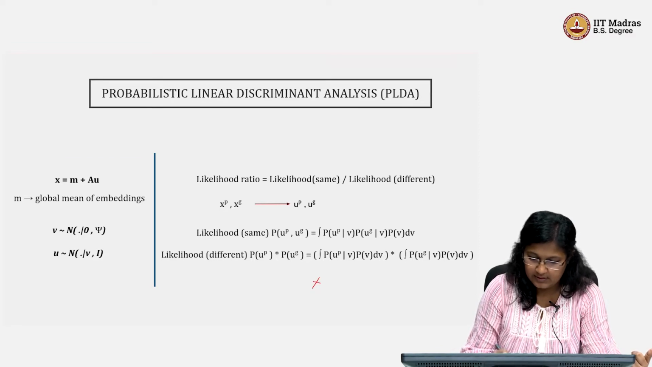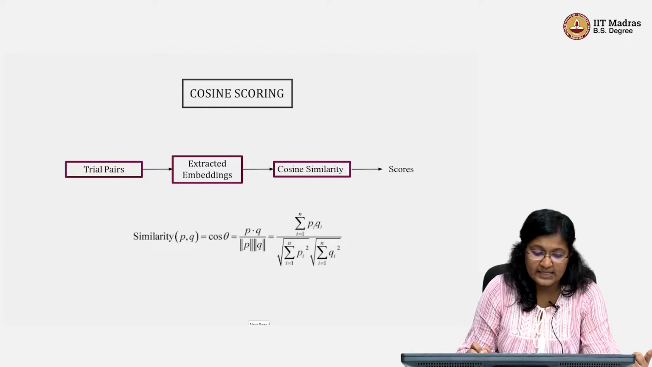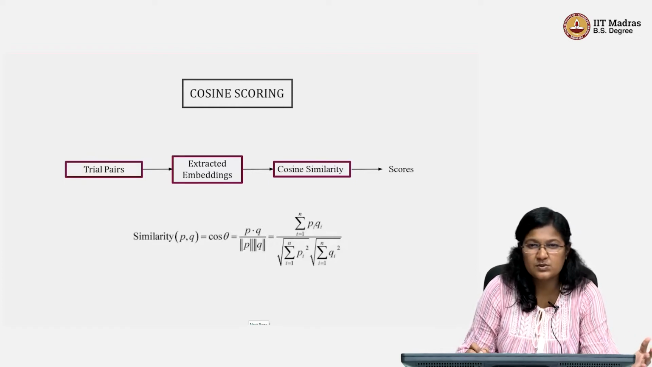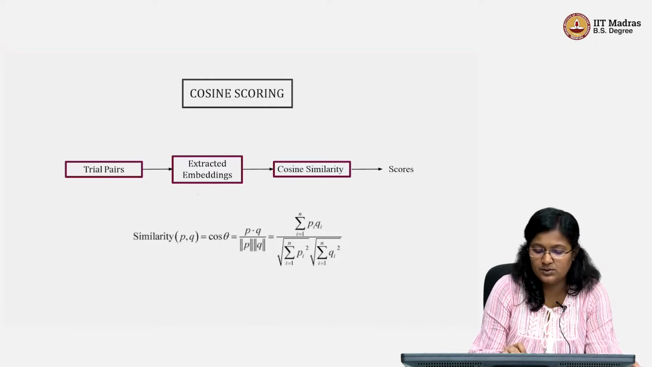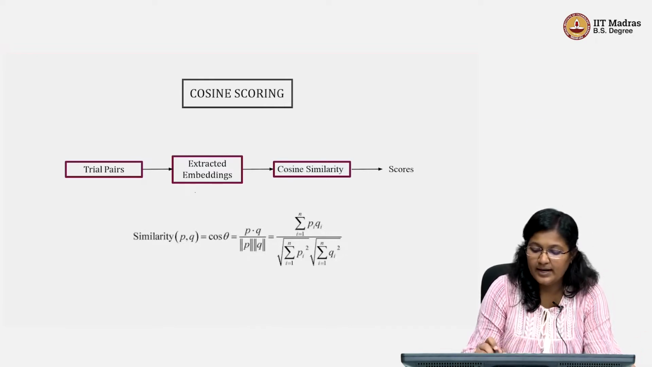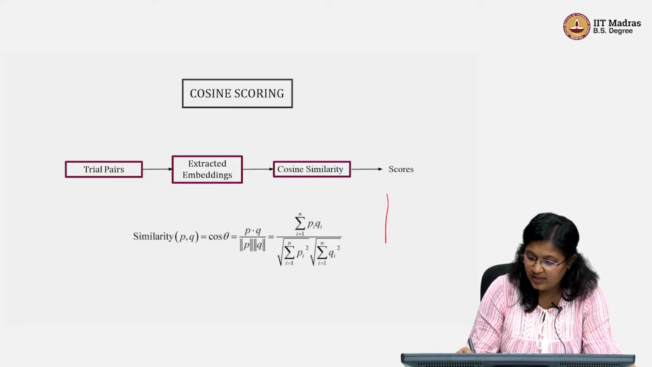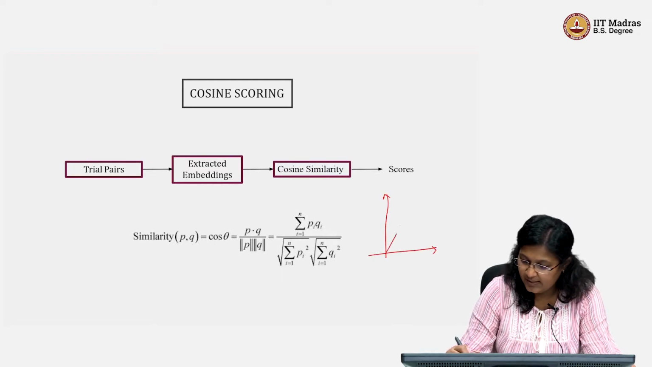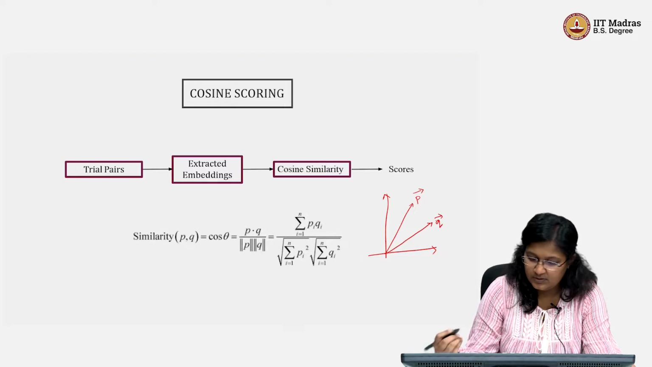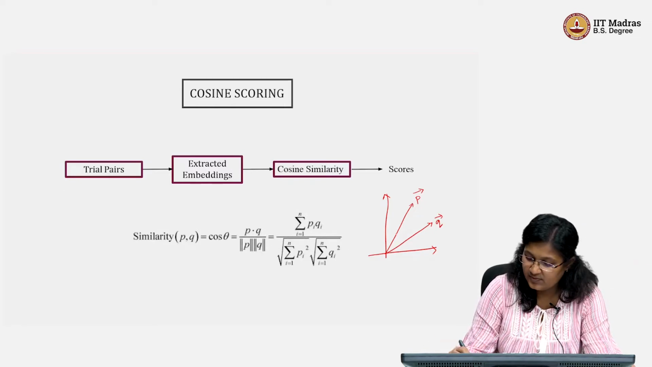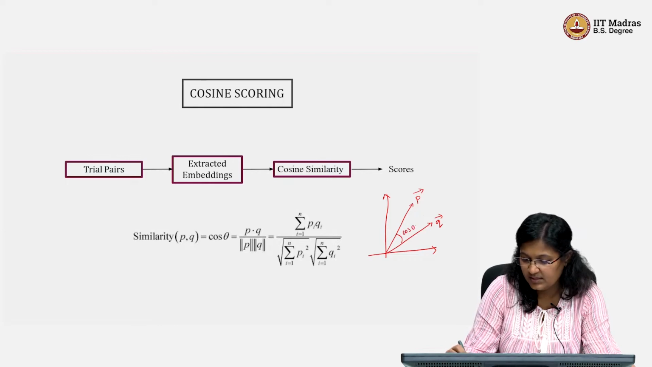The next scoring technique is cosine scoring. This is the simplest scoring method, I would say. You just take the trial pairs, extract the embeddings, so you will have 2 embeddings for one trial pair, and then you do a simple cosine similarity. What is cosine similarity? In a 2-dimensional vector space, let's say one embedding is lying like this, let's call it P, and the second embedding is something like this, let's call it Q. Cosine similarity finds the cosine of the angle between them, cos theta.